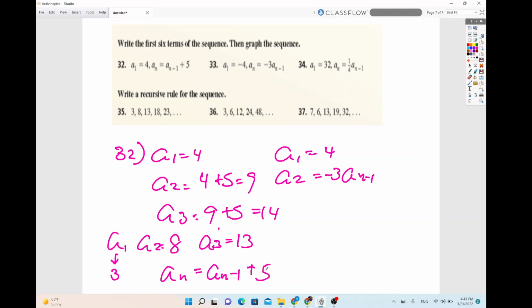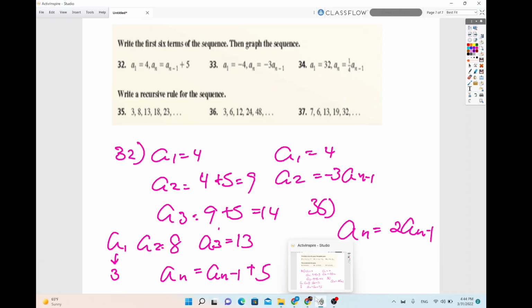Okay, so for the next one, 3, 6, 12, 24, 48. So the pattern here, it's just multiply everything by 2. So 3 times 2, that's 6. 6 times 2, that's 12. 12 times 2, that's 24. 24 times 2, 48. So for 36, the recursive formula would be written as a sub n equals 2 times a sub n minus 1. So it depends on which term you want to start at first.